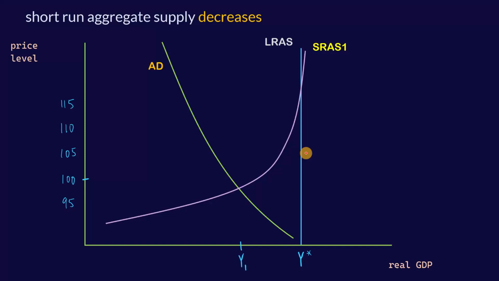Okay, and then finally, short-run aggregate supply decreases. I'm not going to do this one. I'll leave it for you to think about. But the idea is that this curve is shifting to the left now. So we're going from this point here to somewhere else. But I'll let you think about that.